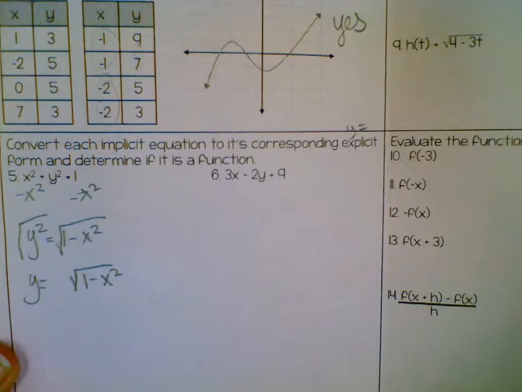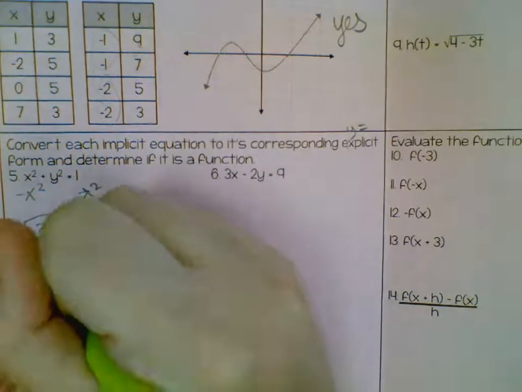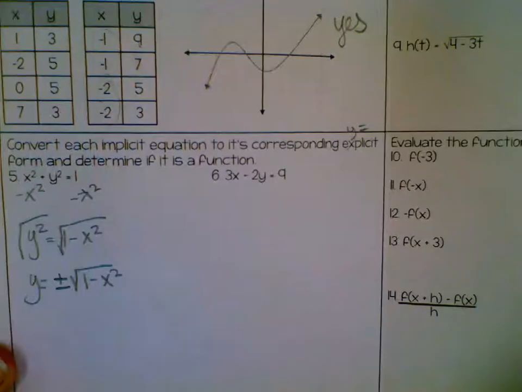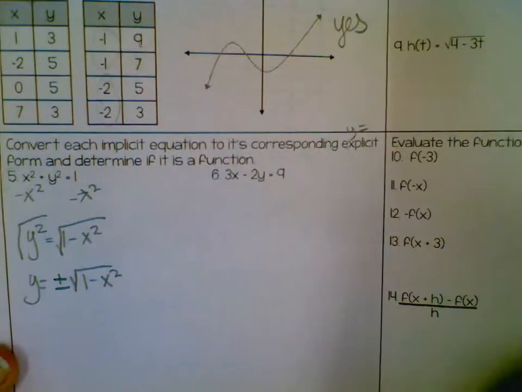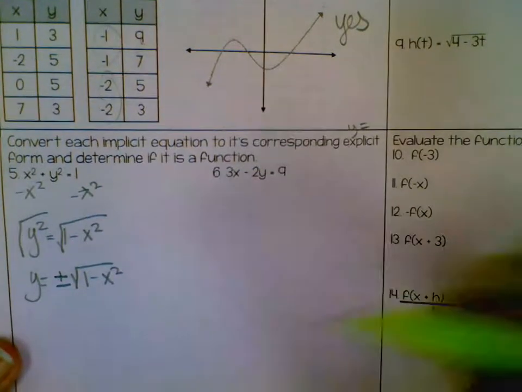Do you remember what we're missing? Very good. You have to put the plus or minus. When you're solving equations with square roots, it has to have plus or minus. And if you don't remember why that's true, then circle your number 5 so you can ask me in class and I'll explain why that happens.